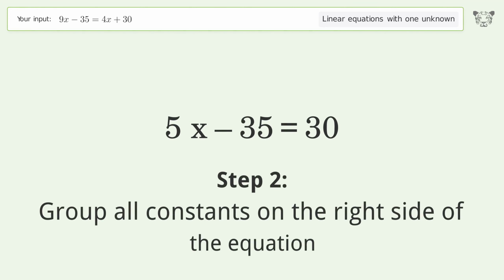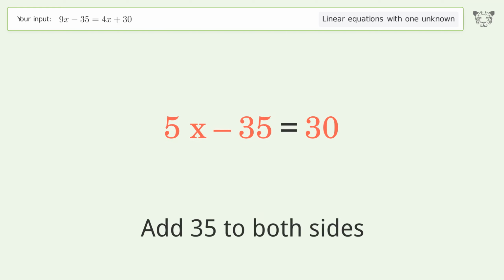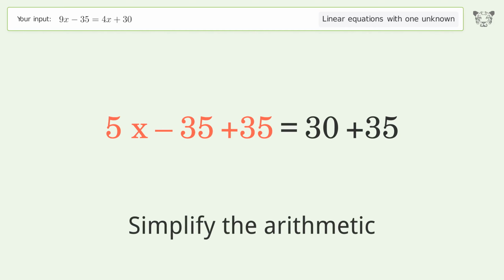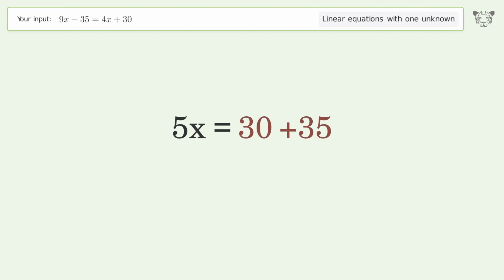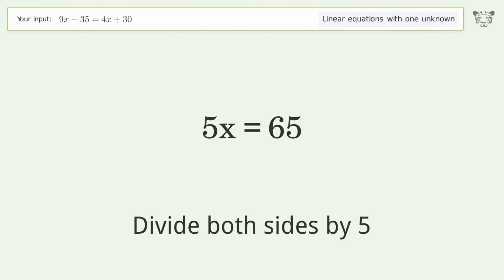Group all constants on the right side of the equation. Add 35 to both sides. Simplify the arithmetic. Isolate the x. Divide both sides by 5.